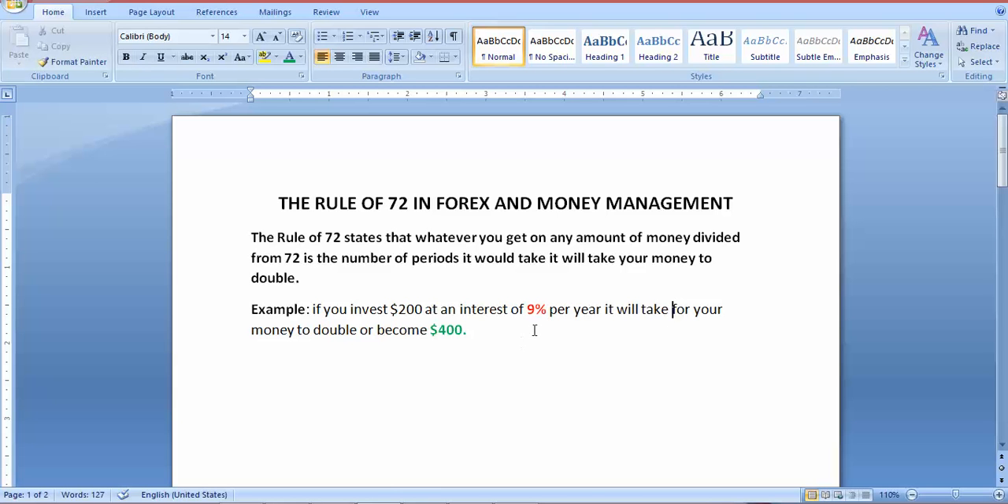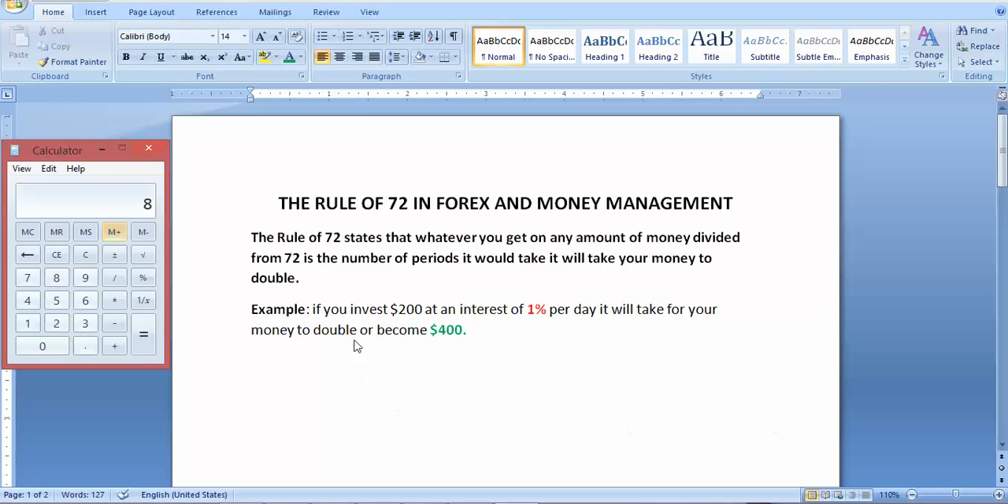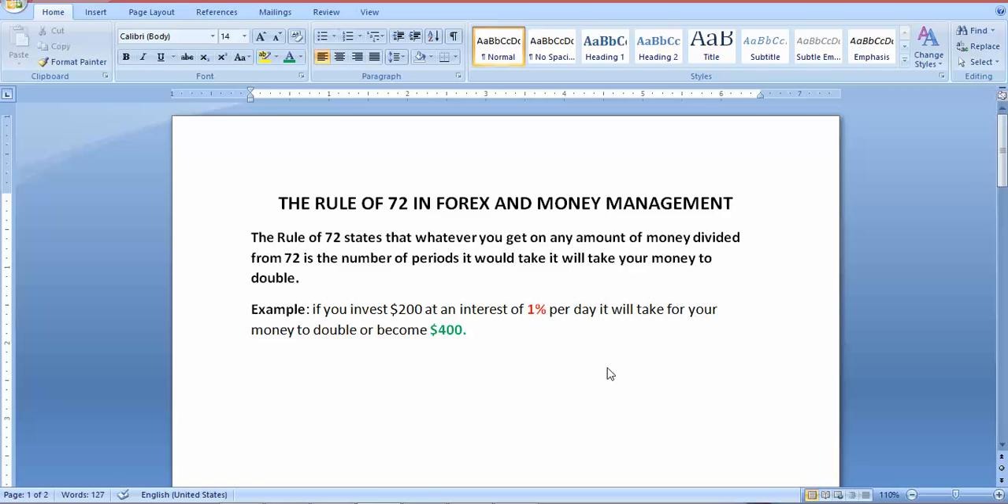Okay, so let's just say that every day we still have invested $200, and every day we're making about 1% profit per day. This time is day. How many days would it take for the amount to double and grow from 200 to 400? So this will be 72 divided by 1, which will give us 72 days. So in 72 days, that is, let's say 3.5 months. So every 3.5 months you are able to double your account.